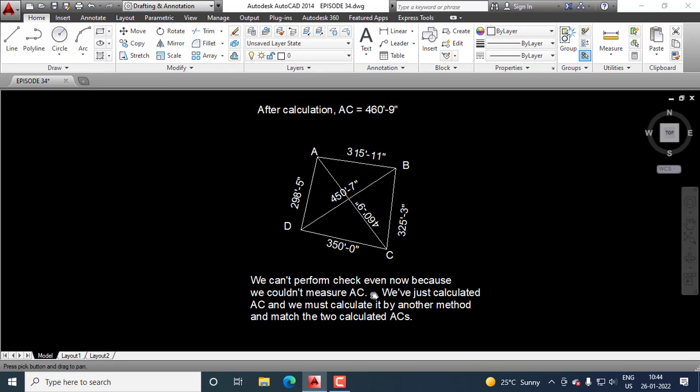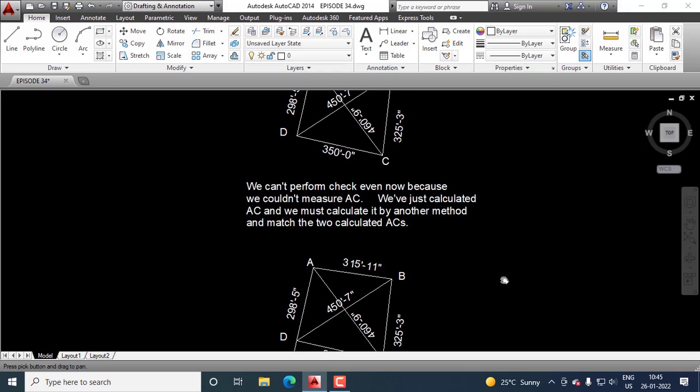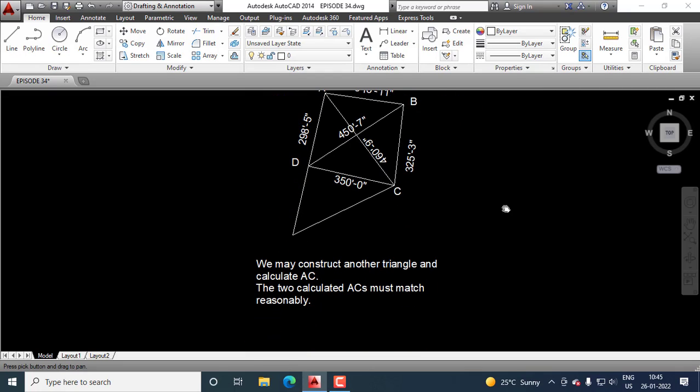We can't perform the check even now because we couldn't measure AC. We calculated AC, but we couldn't measure AC because there is standing crop in this field. So we must calculate AC by another method, and we must compare those two calculated lengths. Then we can check the accuracy of the survey.